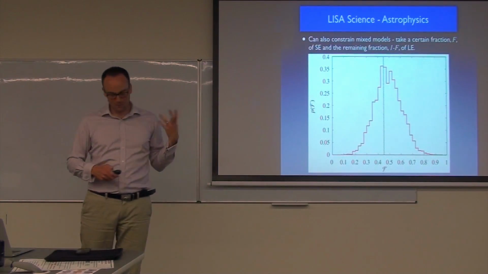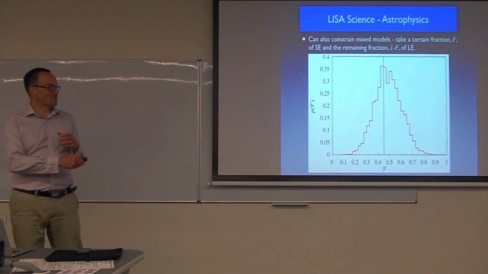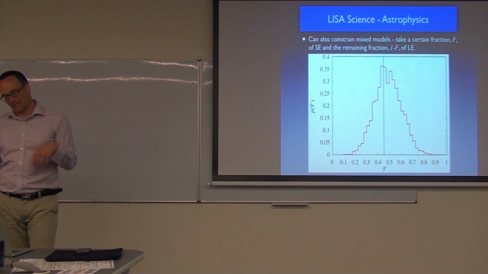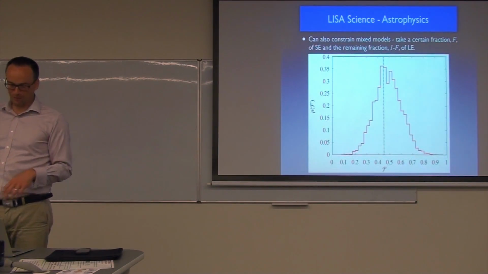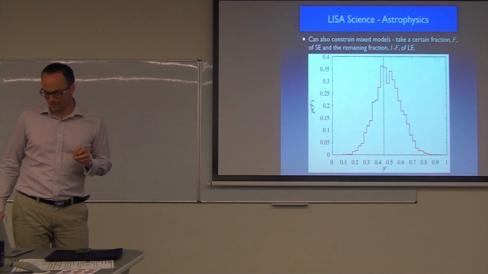Estimated 0.5 plus or minus 0.2, and this has to be a number between 0 and 1, so we've narrowed it down to maybe half the possible range. But at least we can say that there are both, rather than being confused about whether seeds were all light or all heavy.